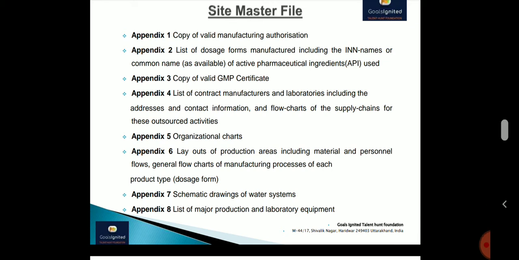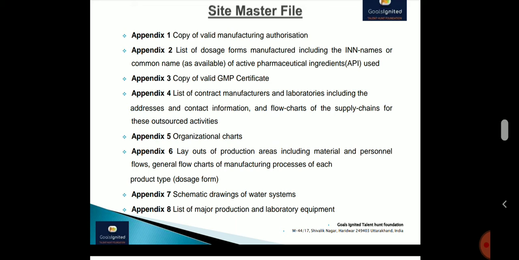Then these are the appendices generally enclosed with the site master file: a copy of the valid manufacturing authorization, and the list of dosage forms manufactured including the INN names of the products and everything. Then a copy of the valid GMP certificate, then the list of contract manufacturers and laboratories including the address and contact information, and flow charts of the supply chains for these outsourced activities. Then organization charts, the individual organization chart, and we may also have the quality chart, because the quality department is subject to direct reporting and is an autonomous body for the plant.